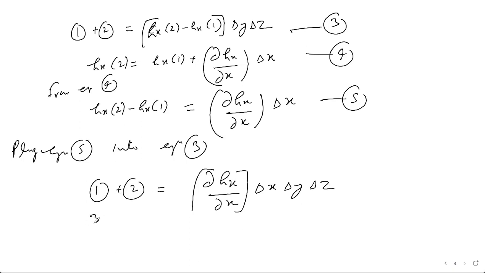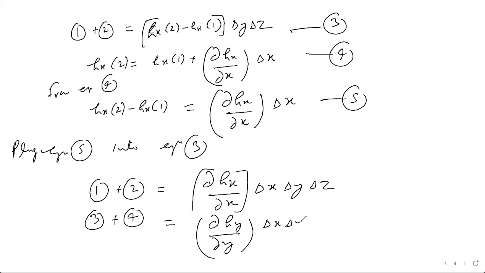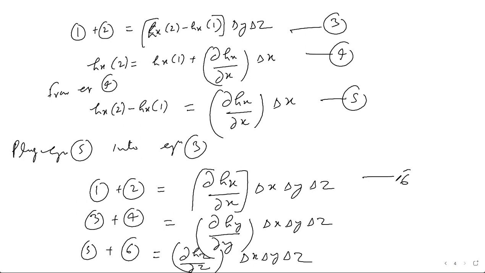And in a similar way you can write down the contribution from 3 and 4, and you name those accordingly. You can see the contribution will emerge as something like delta hy by delta y, times delta x, delta y, delta z. And similarly for 5 and 6, you will see the contribution is delta hz by delta z times delta x, delta y, and delta z, right? You name these equations 6, 7, and 8, and then you add all of these. What will you get if you add 6, 7, 8?